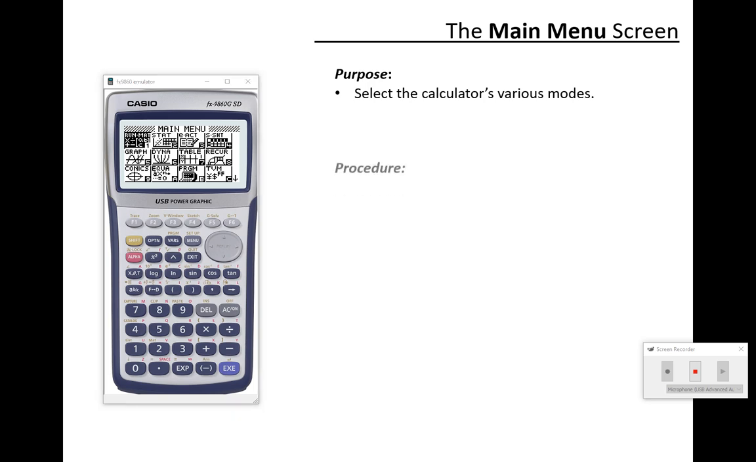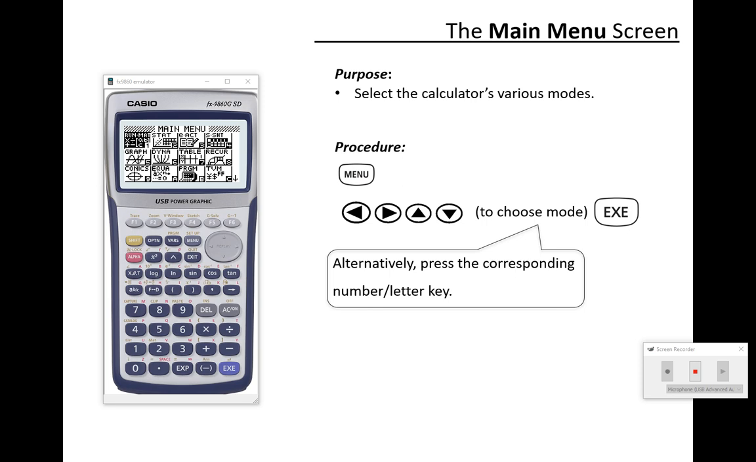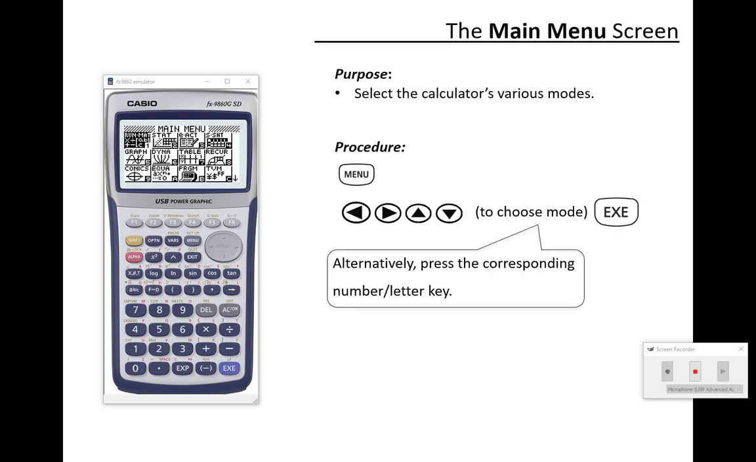So that's what it says here. Menu, and then use the arrows to choose the mode you want to go into, and then press EXE for execute. Execute stands for, yes, do this. It's like clicking with your mouse. But it also is the equal sign when you go to do a calculation, so it does both on the calculator. Alternatively, you can press whatever shortcut key you see there.